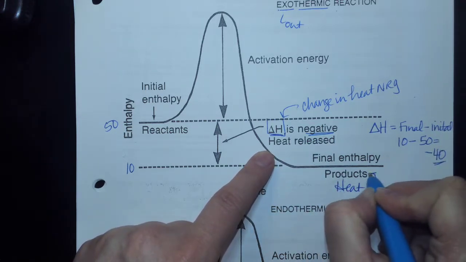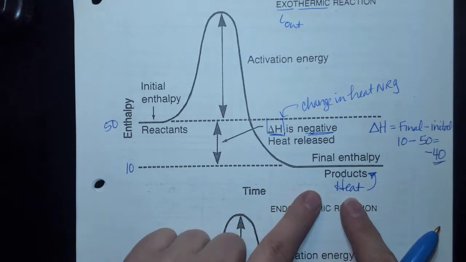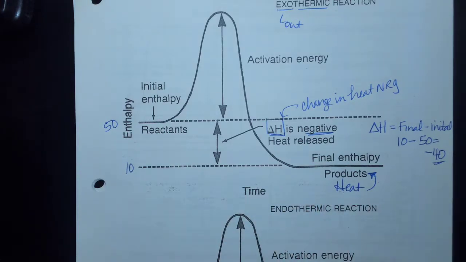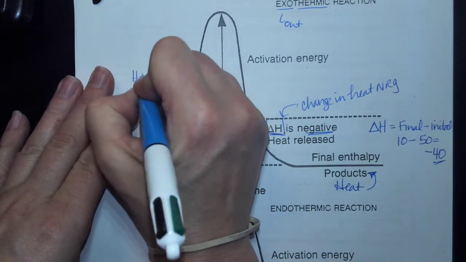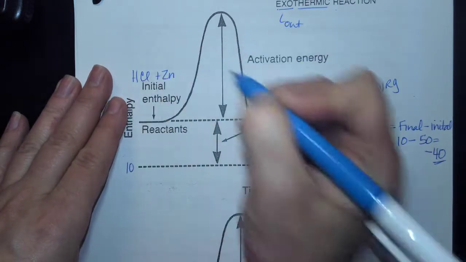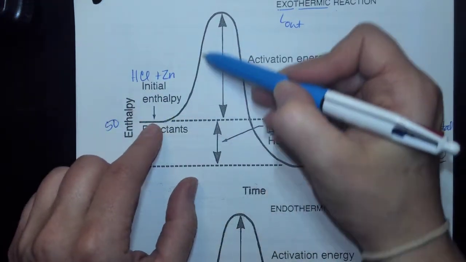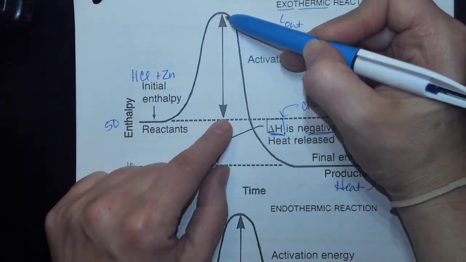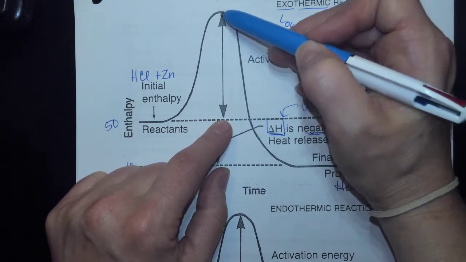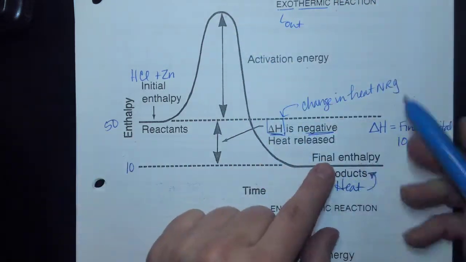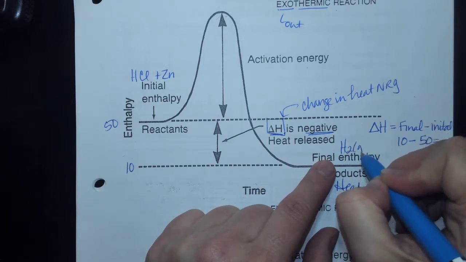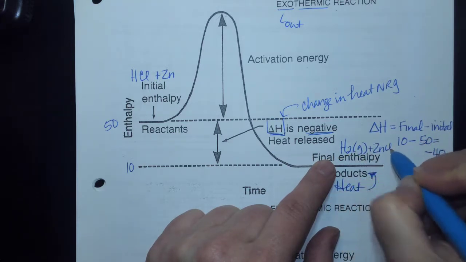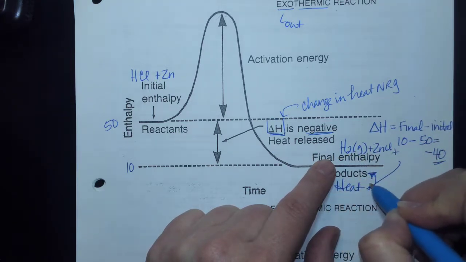Heat energy is a product of this reaction. This was hydrochloric acid plus zinc chloride. Some energy was needed for the reaction to occur. We met that energy requirement. The final product was hydrogen gas and zinc chloride solution and heat.